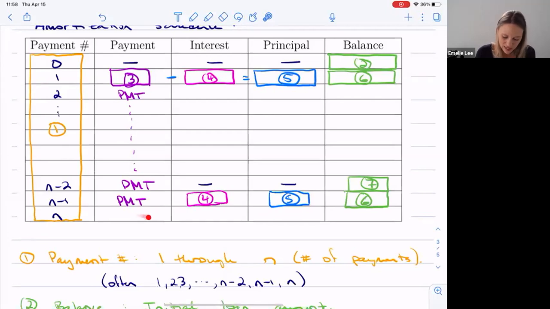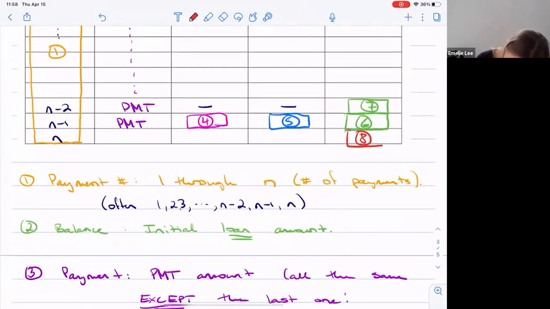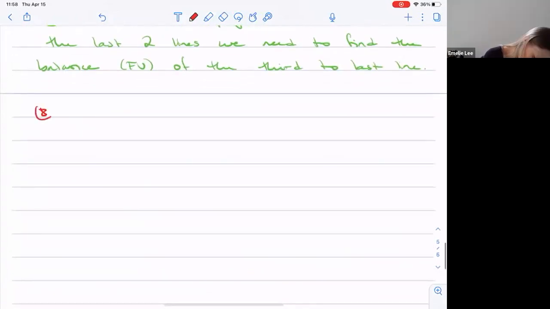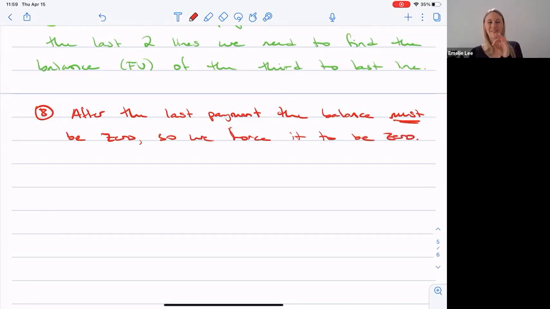All right, so this last line is really special because this is where we clear up any debts. When we're done this line, we have to have paid off the whole loan. So where we start is we say, force this to be 0. I will use red here because this is the most important thing. So here, 8. After the last payment, the balance must be 0. So we force it to be 0. You start down there in that bottom right-hand corner and say, okay, that end balance has to be 0. There's no way I can get around that.